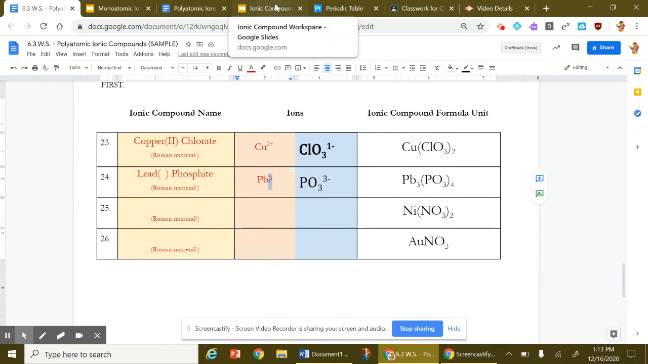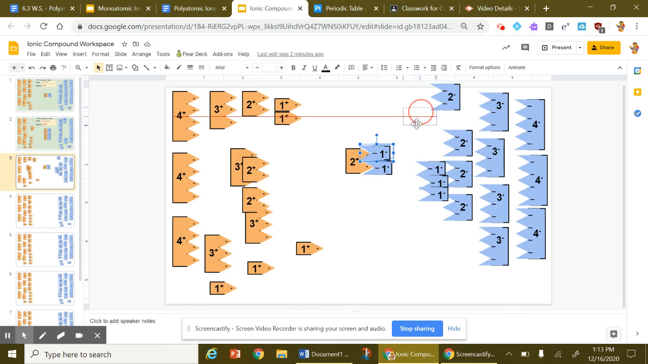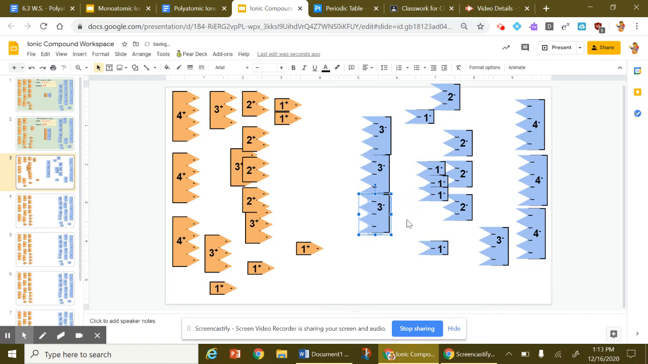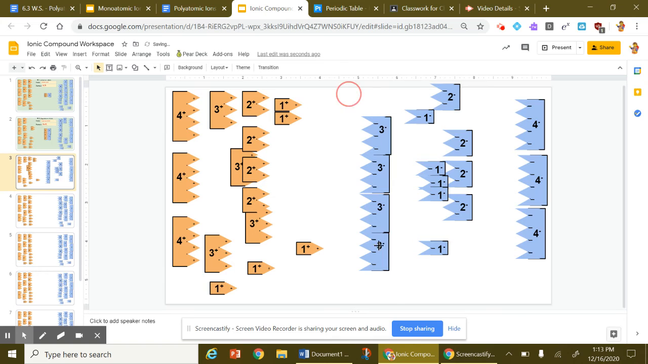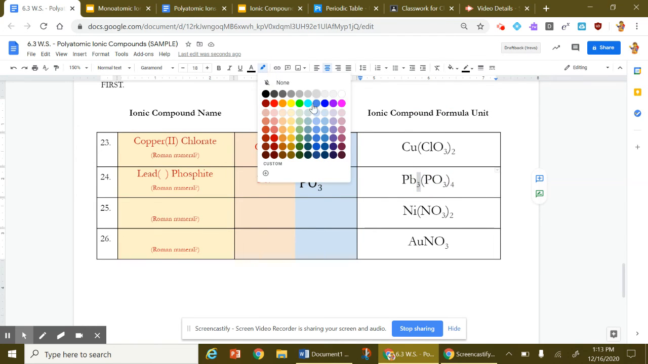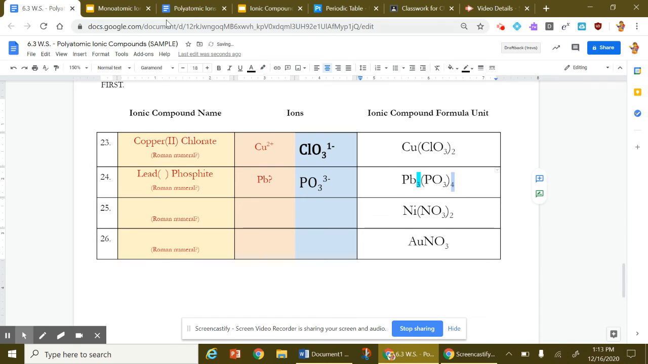Well, let's take a look. Let's get 4, count them, 4 phosphites together because this formula has 4 phosphites. Phosphite is 3 minus, so let's get together 4 of these phosphites. 1, 2, 3, 4. Okay, there we go. There's 4 phosphites. Now, to cancel them out, we are allowed 3 leads. We are allowed 3 leads to cancel out these 4 phosphites.